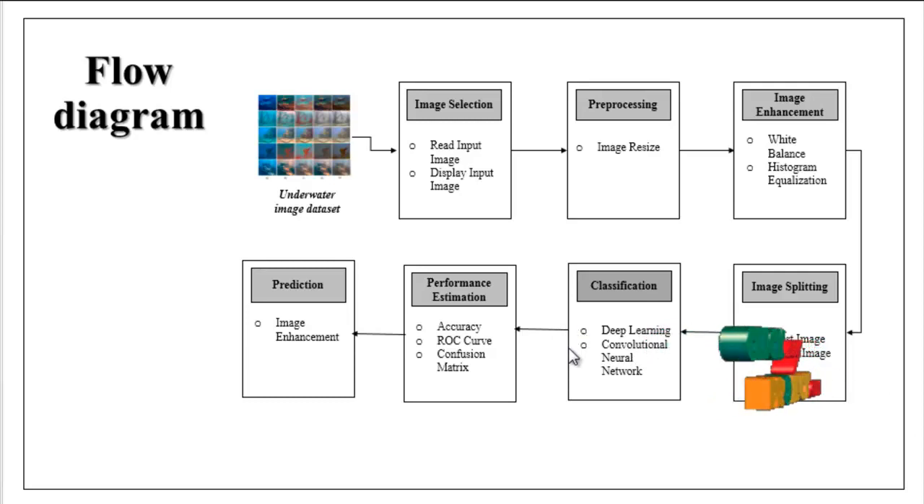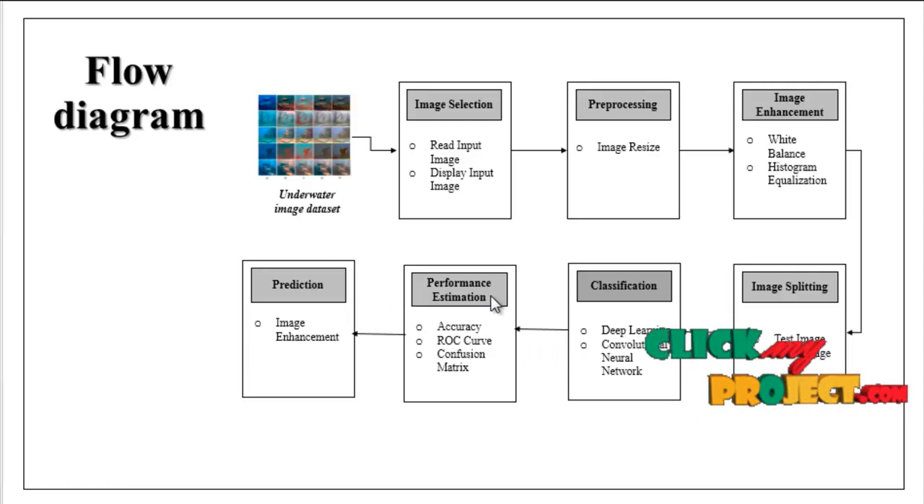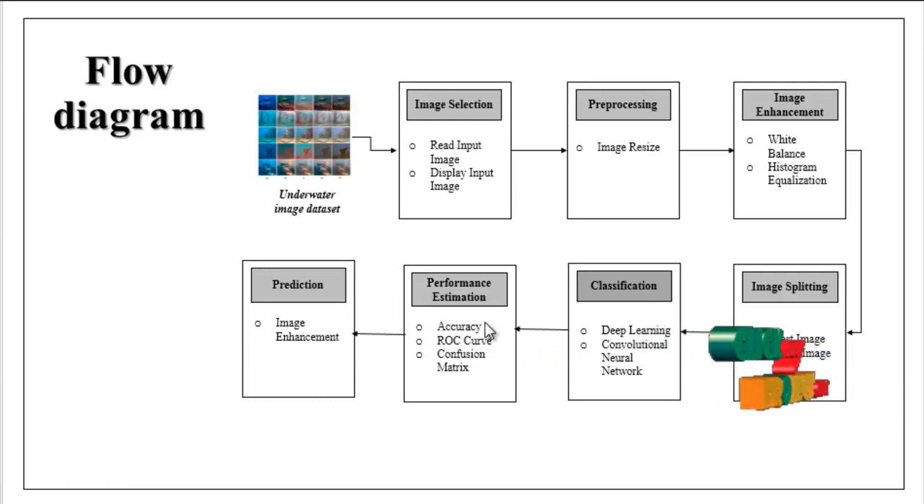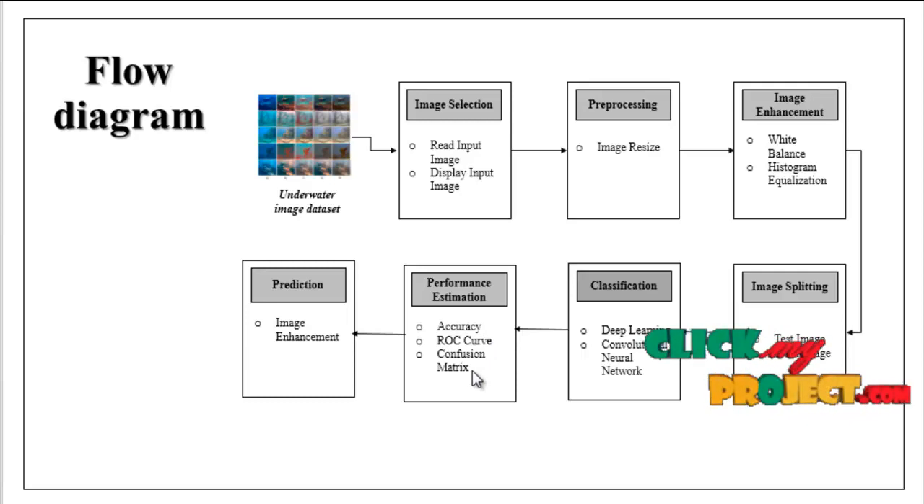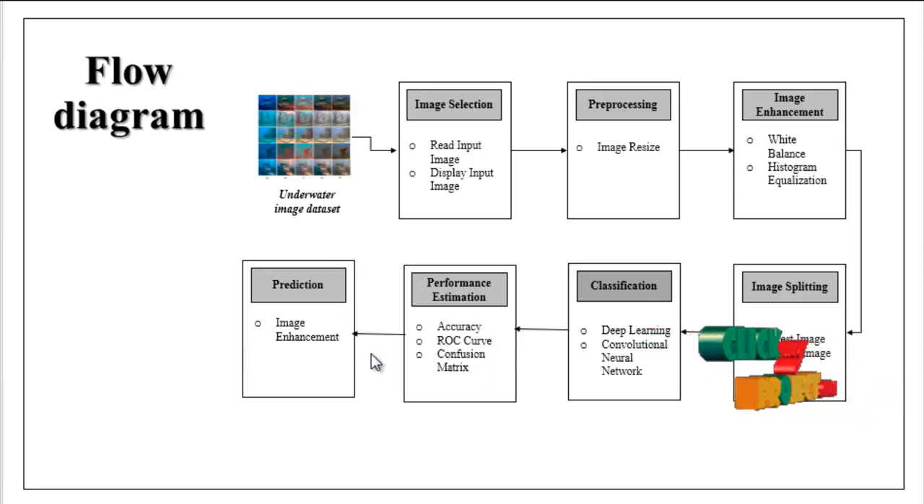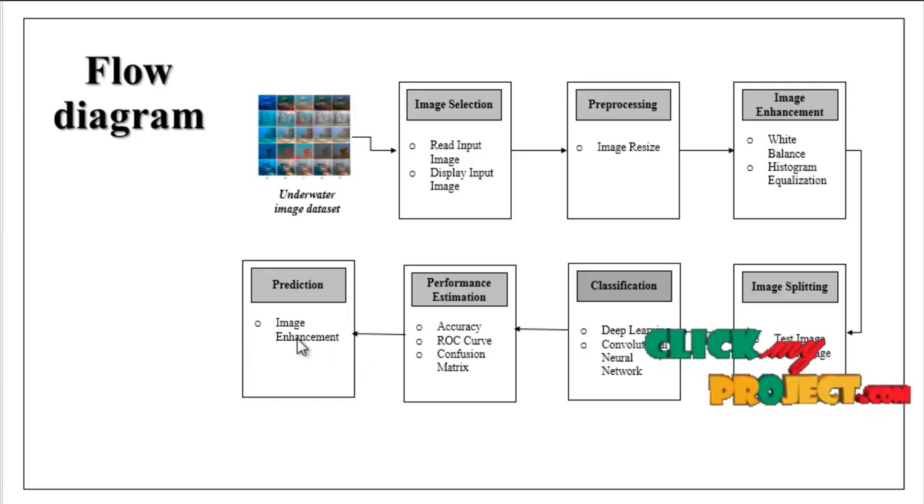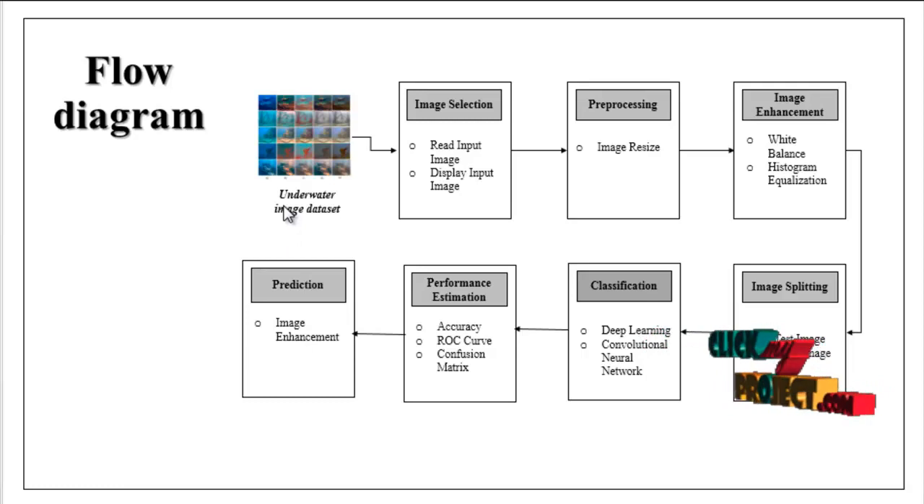Then, with the help of the classified data, we can estimate performance metrics like accuracy, ROC curve and confusion matrix. Then prediction. Here we can predict or enhance the image. So this is the flow of our project.